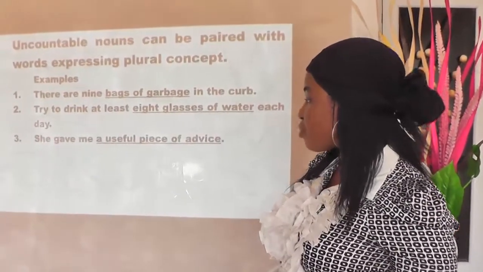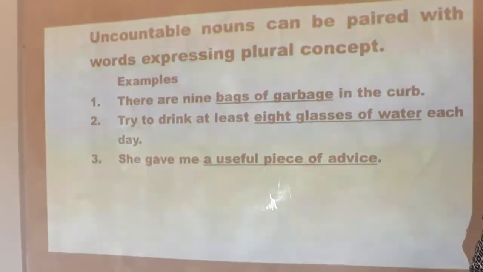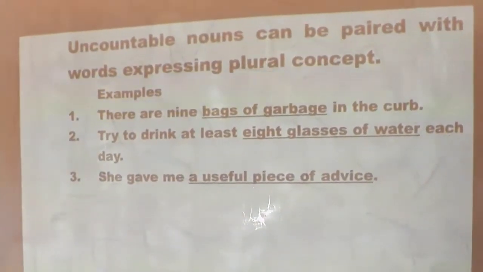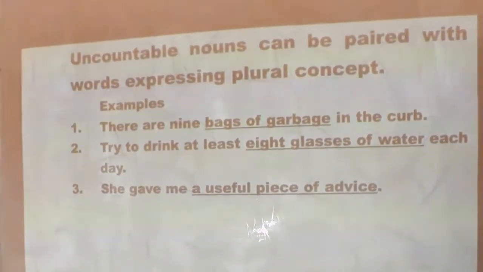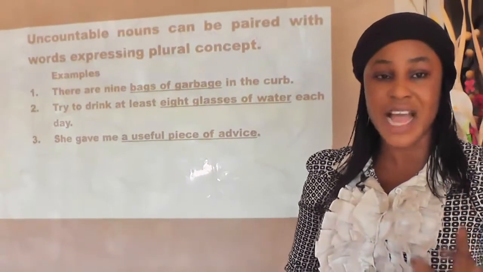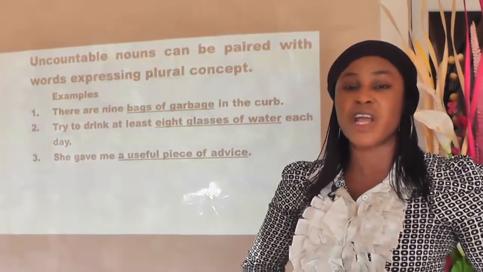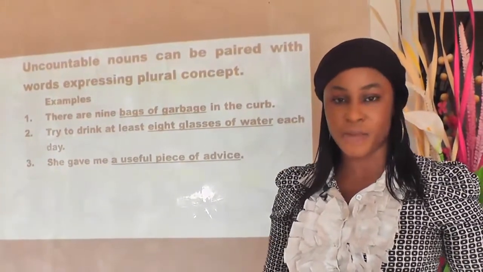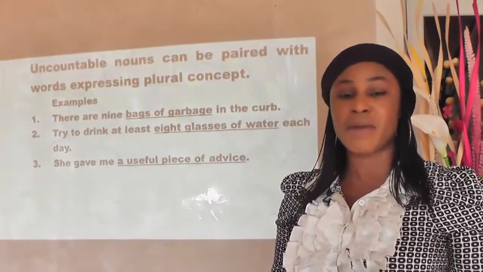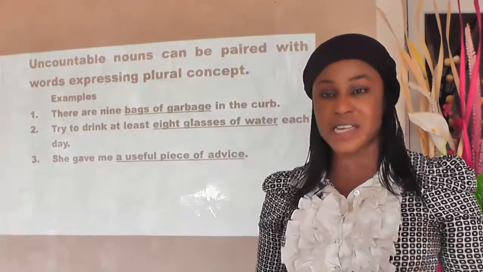The third example, she gave me a useful piece of advice. A useful piece of advice can be pieces. You know, when we say piece, we refer to what? One. That is counted. It can be counted. And we can also say what? Pieces. So all these can be counted. But when we talk about advice, we don't have advices.